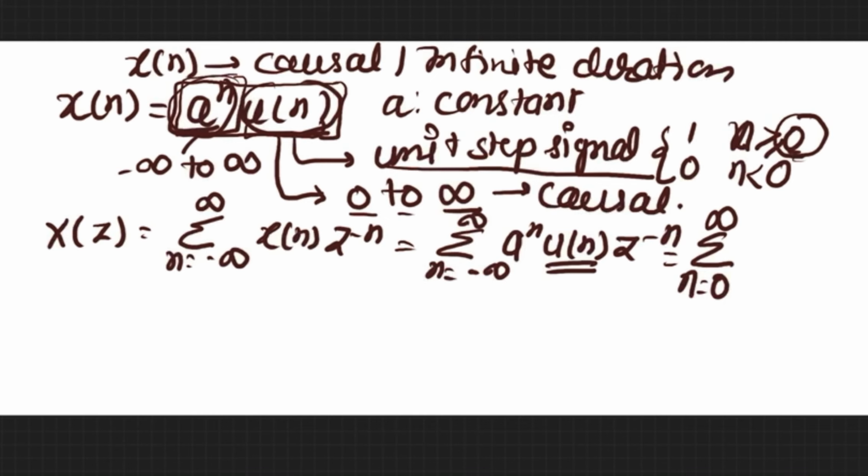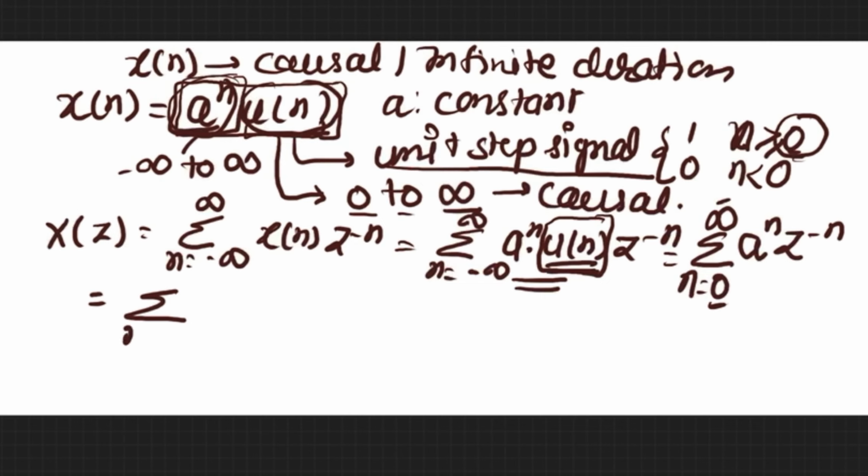Now, in this range, 0 to infinity, the value of the unit step signal is 1. So, we will get the signal as a^n times 1. So, no need to write 1. Now we can write it as a^n. So, the signal is a^n. The formula part is z to the power minus n. We can simplify these two terms by combining them and writing it again as (a z inverse) to the power n.